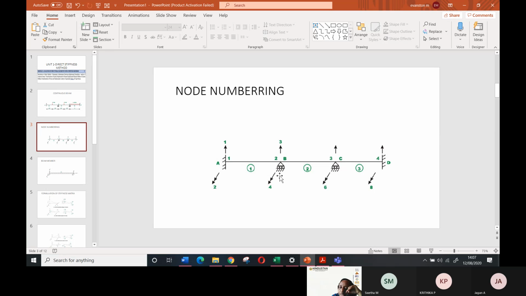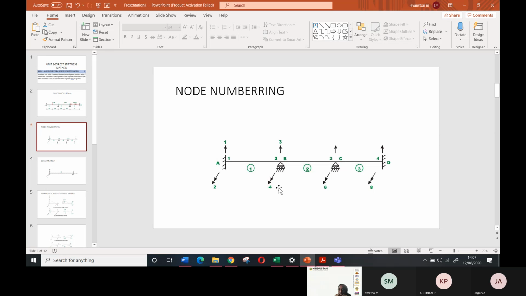Then you draw a roller support. Here it can't move vertically. Have you ever seen the roller support anywhere in the construction? Simply supported, I told. That is, when a beam is resting on a brick wall, then it's simply supported.